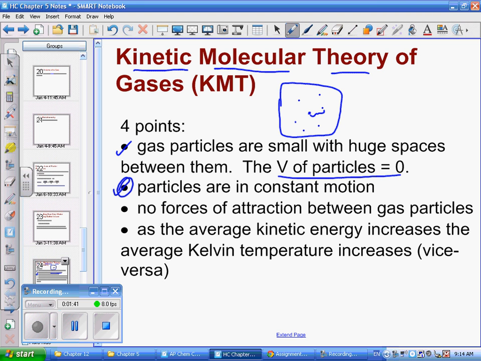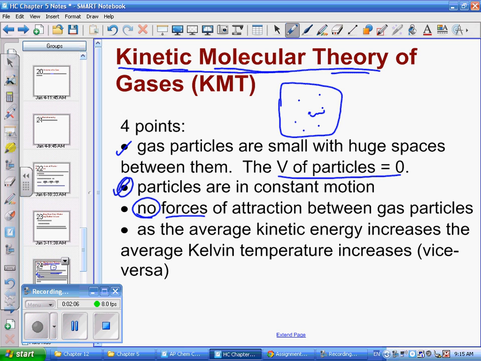We're going to say that if you have an ideal gas, a gas that follows all parts of the kinetic molecular theory, there are no forces of attraction. So they don't attract each other at all. This has implications. In other words, this is constant diffusion. Gases will constantly diffuse, which is the random mixing of these gases, and so on.